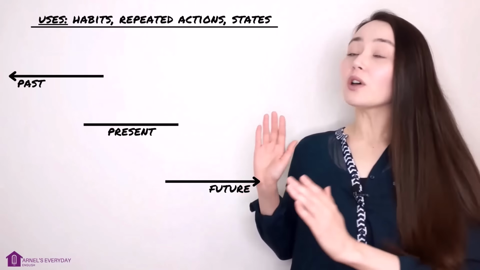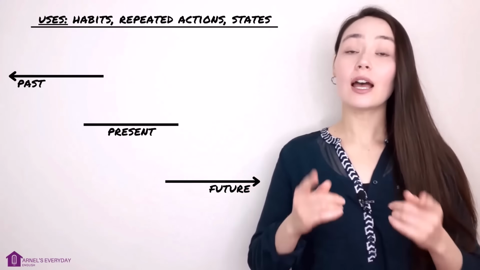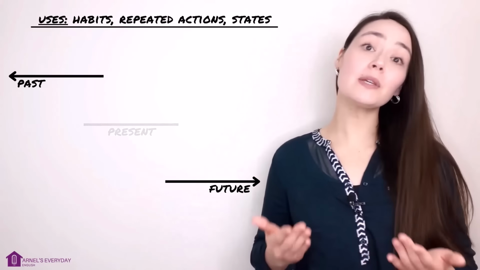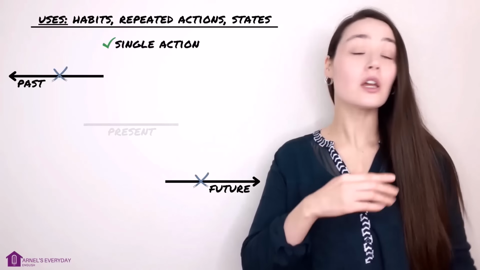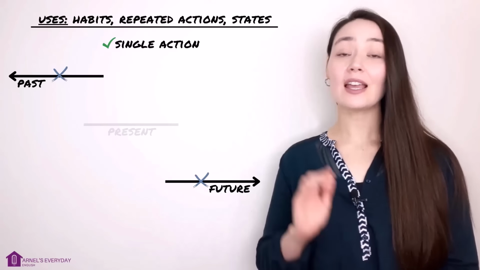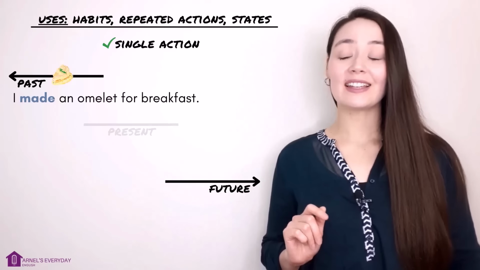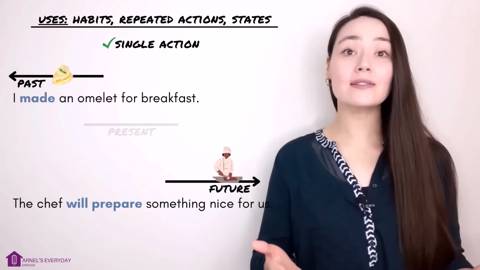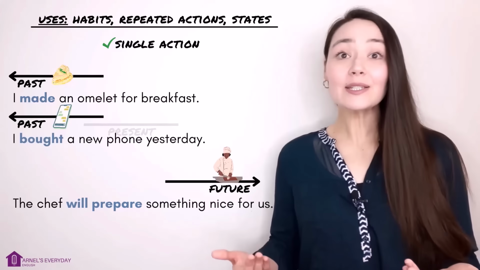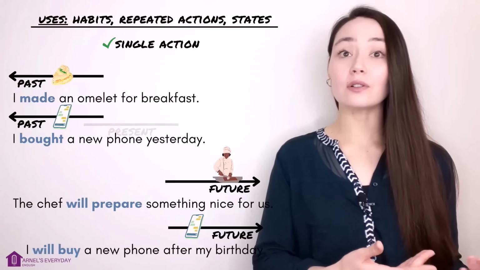It's clear we use all three of these tenses again for repeated actions, habits, and states. But the past simple and the future simple can also be used for single actions, not repeated actions, not states. I made an omelet for breakfast. One action. The chef will prepare something nice for us. Single action. I bought a new phone yesterday. Single action. I will buy a new phone after my birthday.